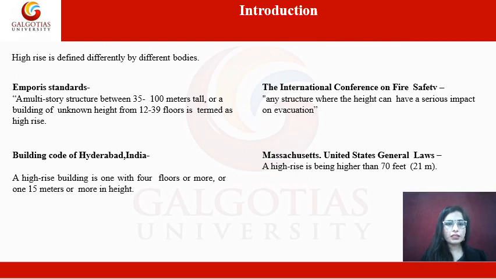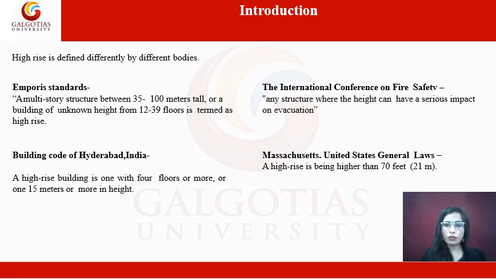So high rise is defined differently by different bodies. The ARMO3009 standard says a multi-story structure between 35 to 100 meters tall, or a building of unknown height from 12 to 39 floors, is termed high rise. And if we talk about the building code of Hyderabad, India, a high-rise building is one with 4 floors or more, or 115 meters or more in height. So that can be considered high rise.